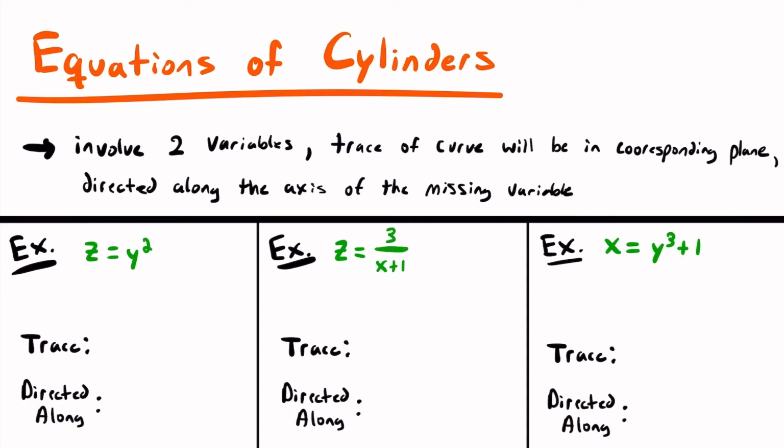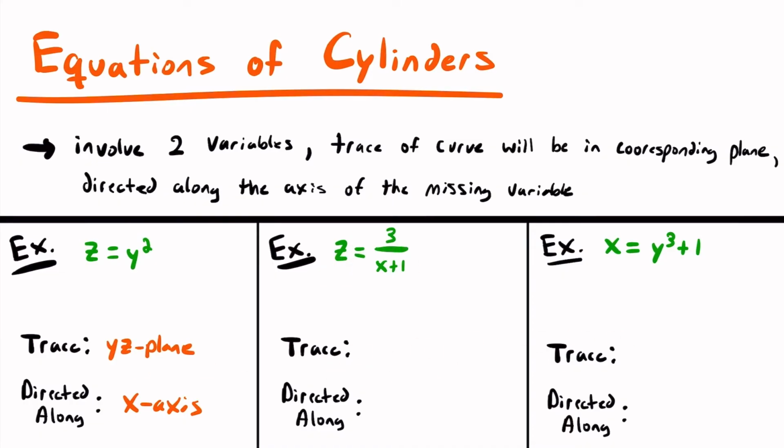So the trace, or the curve that we would draw before projecting it, would be in the yz plane. And so then what axis would we project the trace along? Or what axis would the curve be directed along? Well, it's going to be the axis of the missing variable. In this case, we have y and z, but we don't have x, so that means our trace is going to be projected along the x-axis. And identifying these two things is going to be very helpful when we go to sketch these cylinders, which we will look at in just a bit. But before we get there, let's look at two more examples.